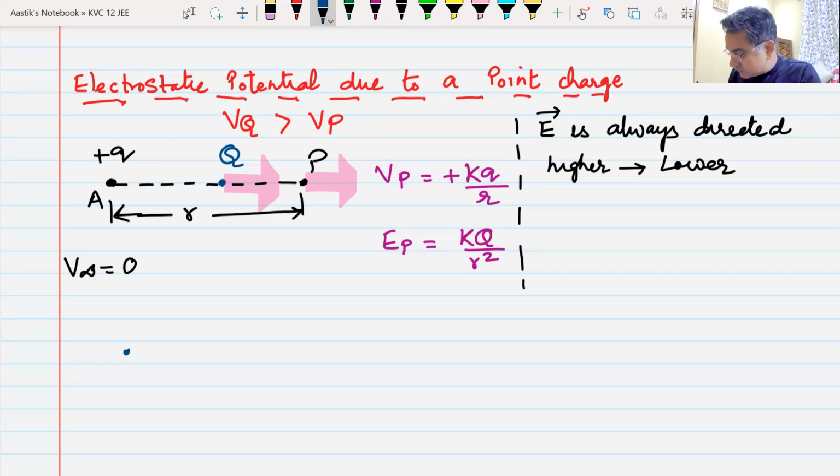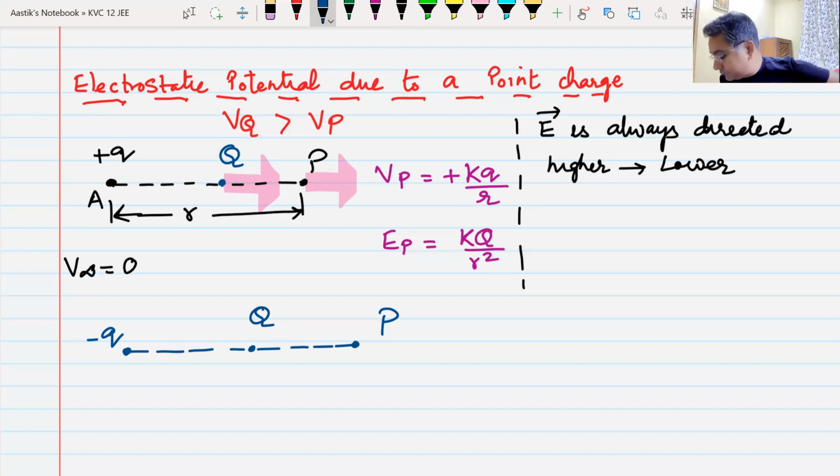Now let me see it in this way. Let us have a minus Q charge, and then I have this point P. Again, I have this point Q. Now, I have a negative charge here. Whose potential is more, P or Q? P, sir. The potential is more at P because Q is more negative and P is less negative. Less negative is greater than more negative. That's that old maths.